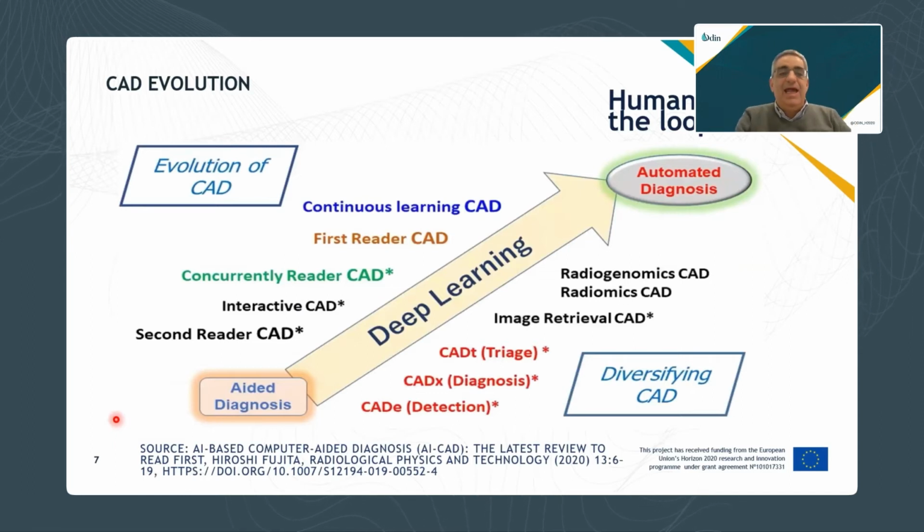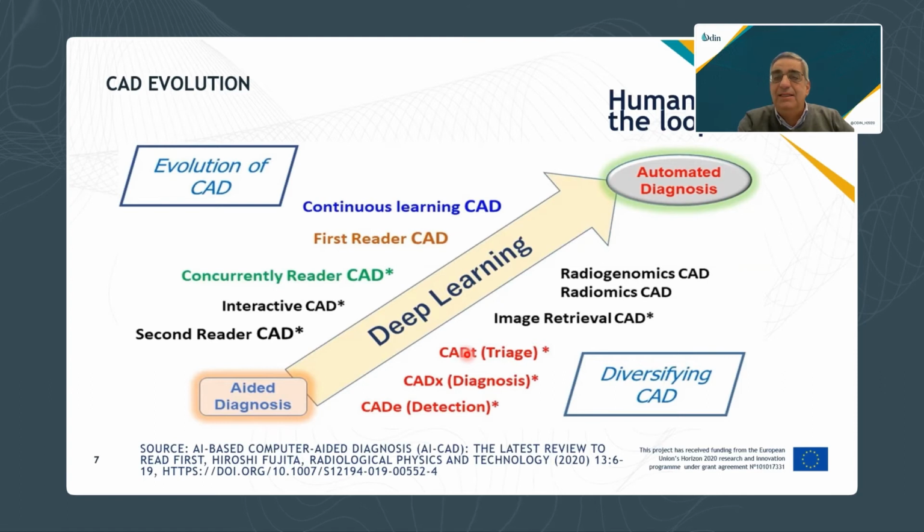I borrowed this slide also from Fujita, showing that from computer-aided diagnosis, using deep learning as an enabling technology, we move to automated diagnosis. And this concept also covers CAD systems where they can be used either as a second reader or first reader, or interactive CAD, CAD for triage, and so on.